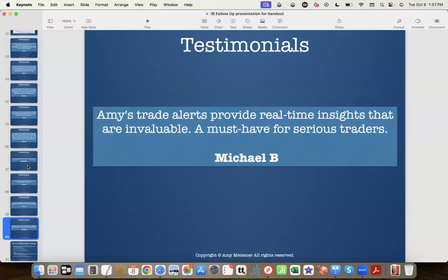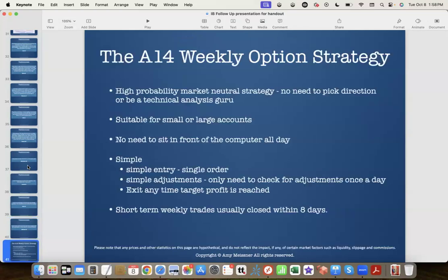So, again, just a few things that people have said. It's not just a couple people, but I've actually got quite a few more. Those are just a few from people who have been trading the A14, continue to trade it, and have really let me know how much they love it. So that's really wonderful. I just wanted to share that.